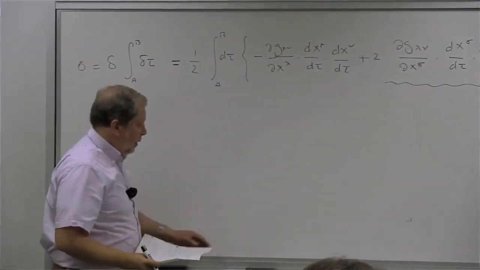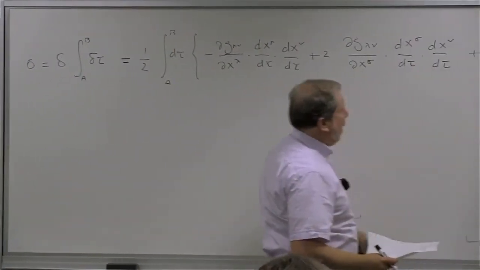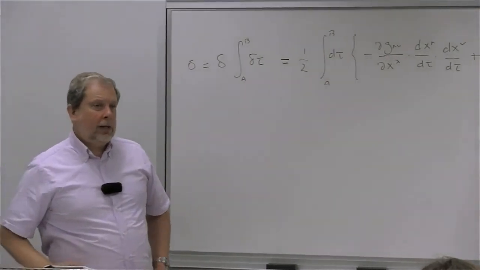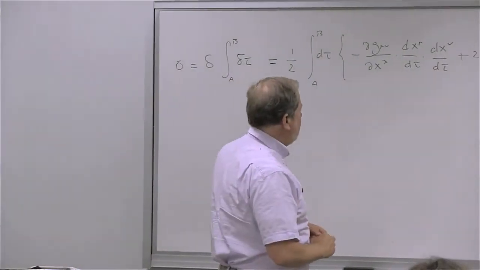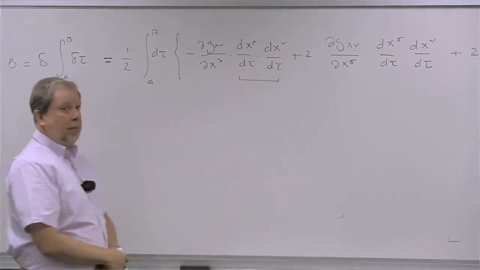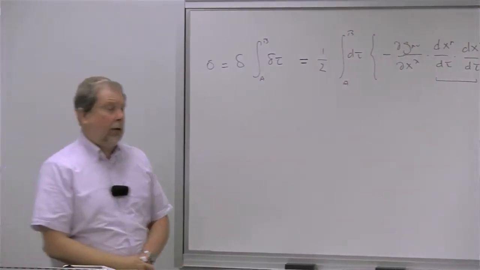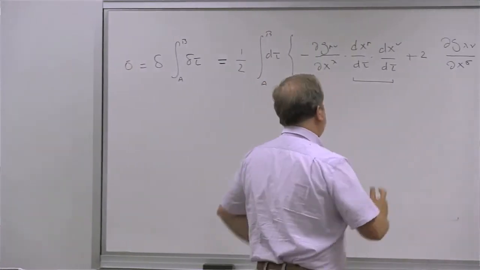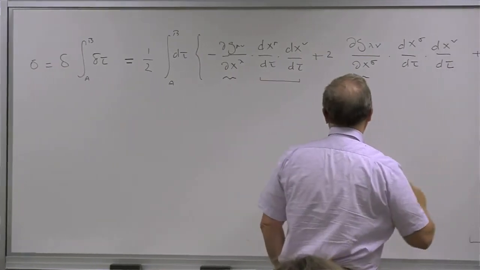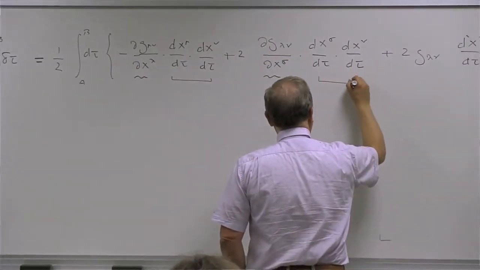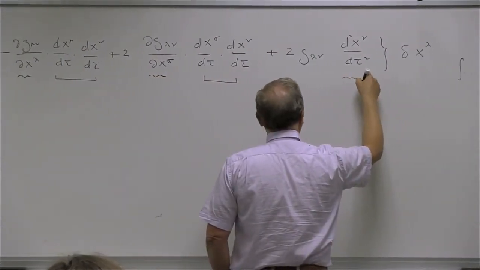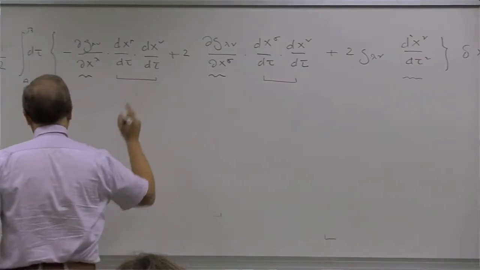And so now you stare at this expression for a little bit, and you realize a number of things. First of all, it contains the second derivative of the coordinate with respect to the proper time, and also first derivatives of the metric. So it contains the first derivative of the coordinate squared, and then also the second derivative of the coordinate, and it contains the derivative of the metric.